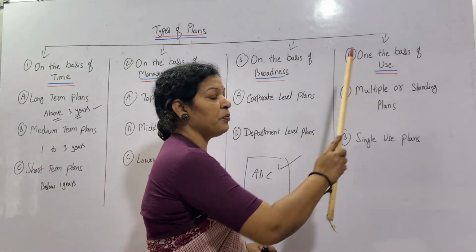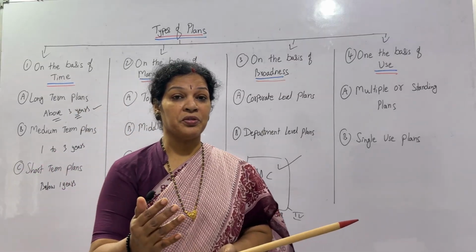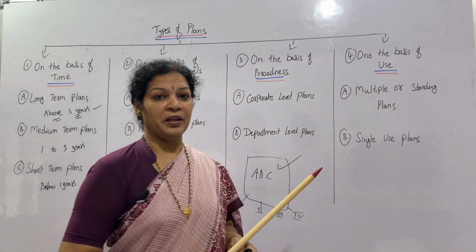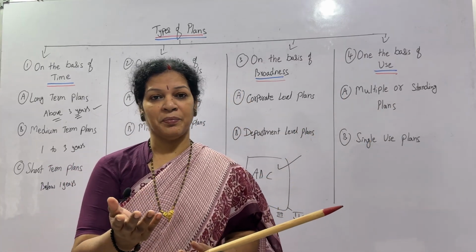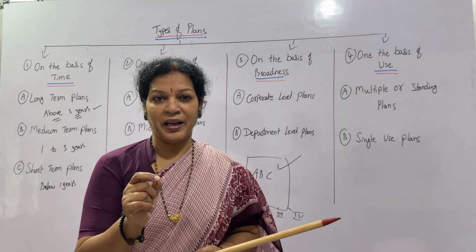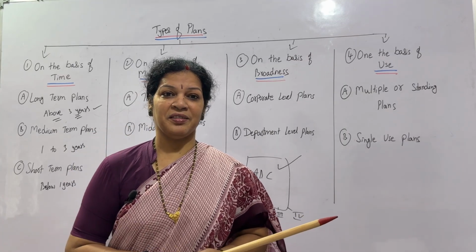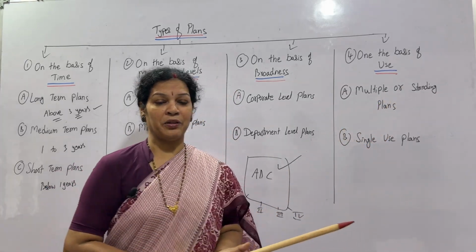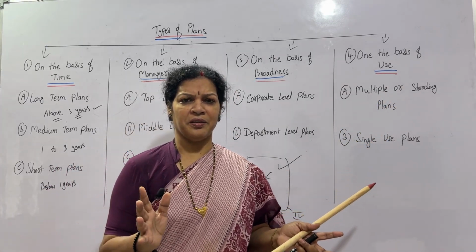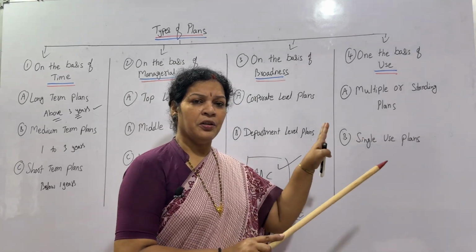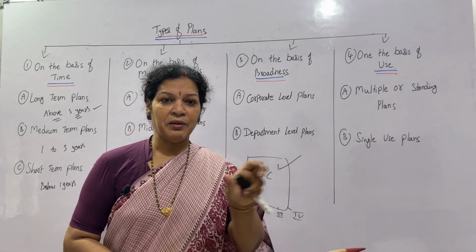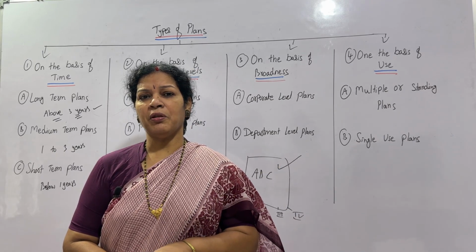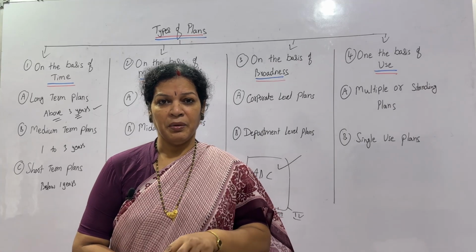Last one is on the basis of use. Based on the usage, we have two plans. One is multiple or standing plans. Multiple, the meaning itself is saying these plans we can use many times. We say it as a standing plan also. Standing means these are standard plans. Once I have implemented, once again I can use it, many times. And many departments also can implement it multiple times.